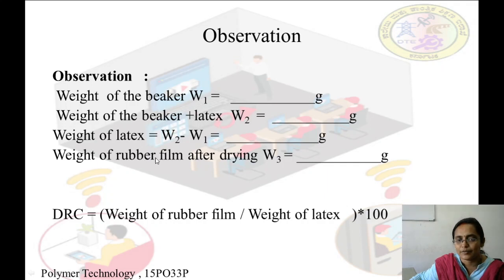Then after the rubber film is coagulated and we are keeping it for drying, after cooling and drying, we will take the weight of the rubber film as W3 gram. Now the DRC of the sample is weight of the rubber film divided by weight of latex into 100. The calculation is done according to the weights taken in the laboratory.